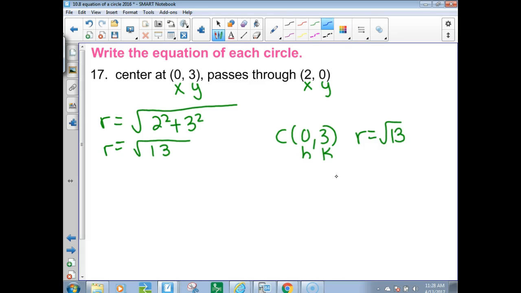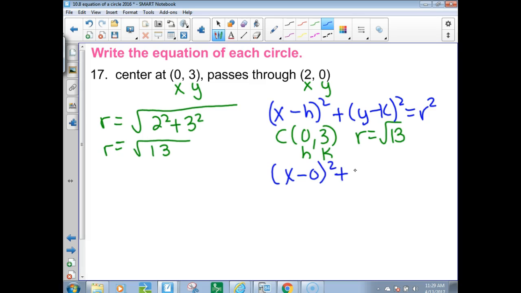We're going to write this equation. We're putting it in this formula. I feel like I've written this formula probably a good 8 times today, which is quite okay. We just want to remember it and be able to use it. If h is 0, what's going to happen here? You put in 0 for h, and then you put in 3 for k, and then you put in the square root of 13 for the r, and then you have to square it.